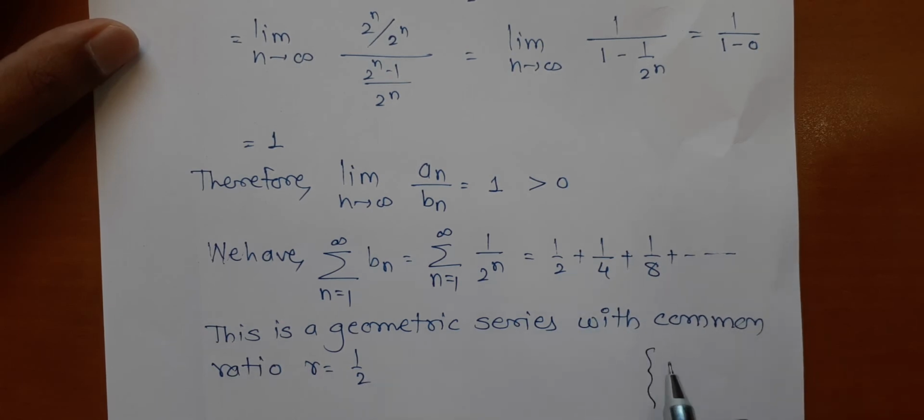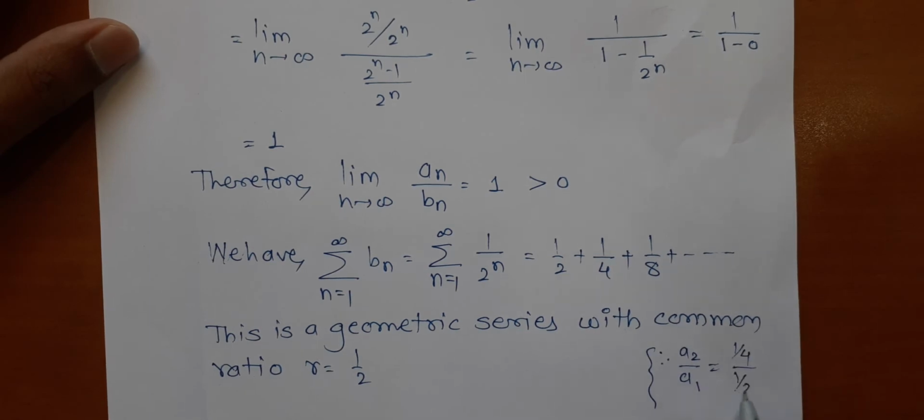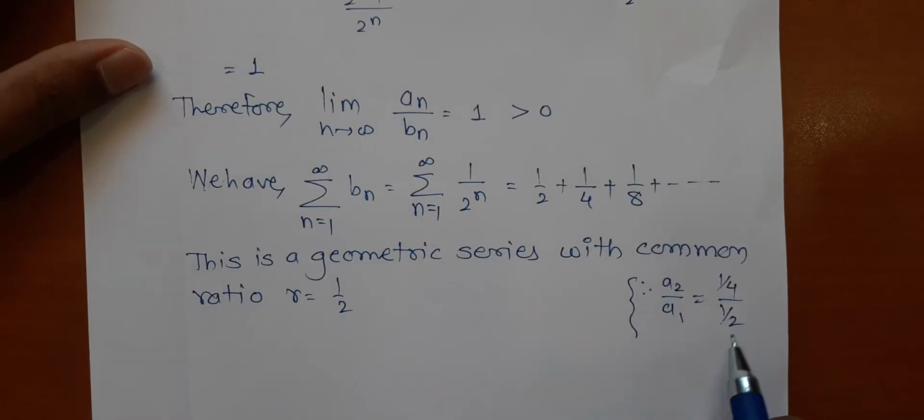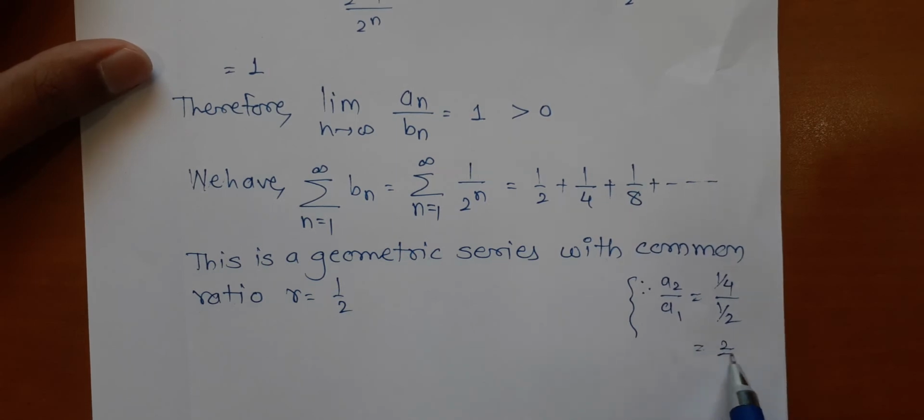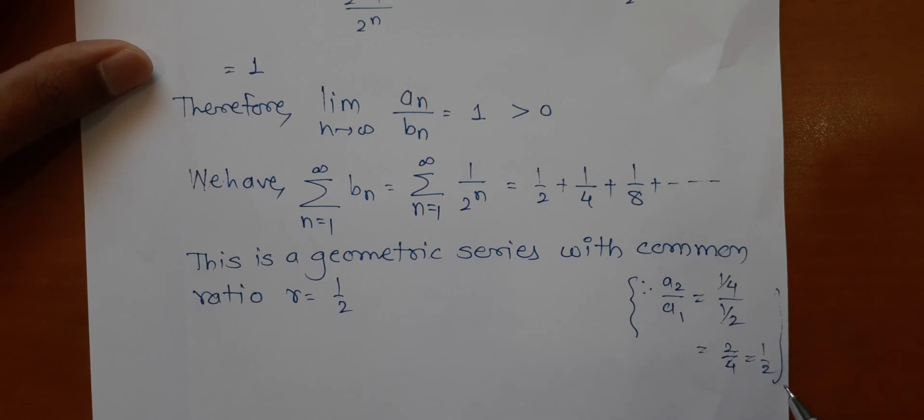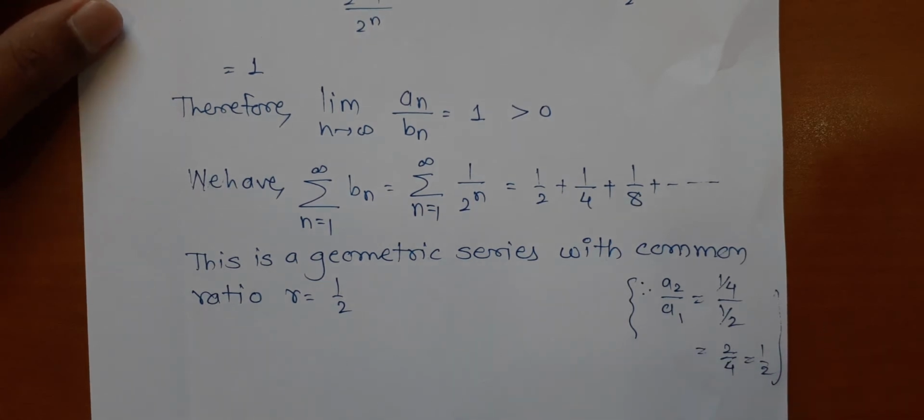Let me show you the simplest way to calculate the common ratio: a2 upon a1. a2 means the second term, which is 1 by 4. a1 means the first term, which is 1 by 2. So the 2 in the denominator of the denominator shifts to the numerator, so this is 2 by 4, which is 1 by 2. So this is the simplest way to calculate the common ratio. So 1 by 2 we have got.